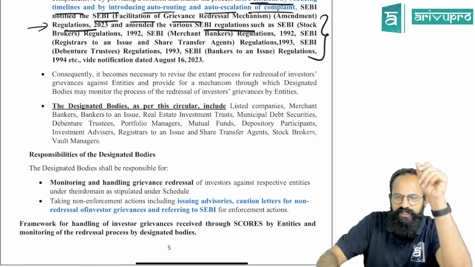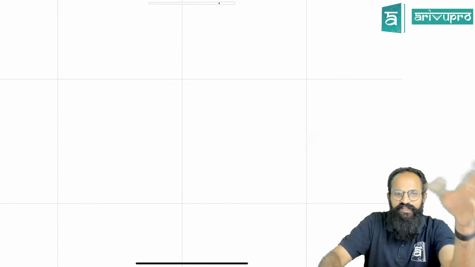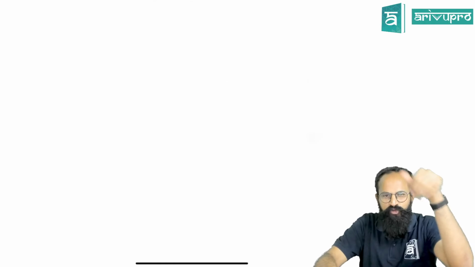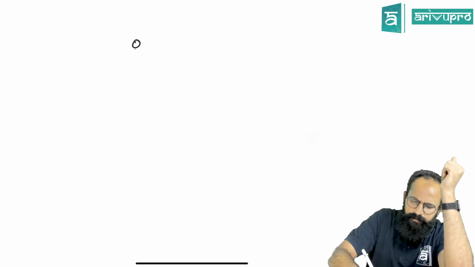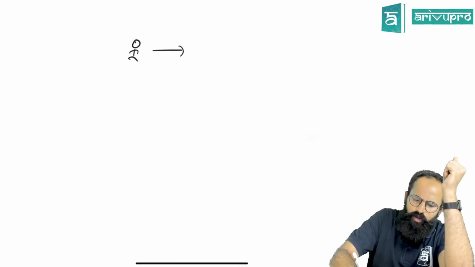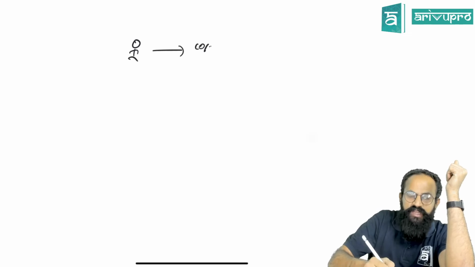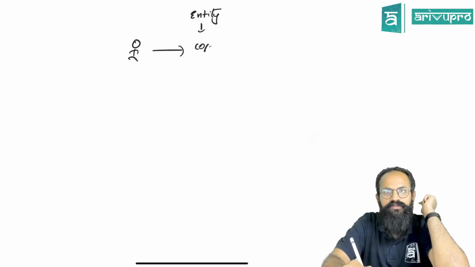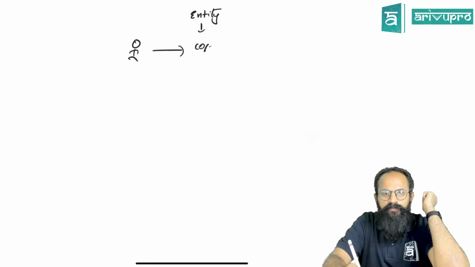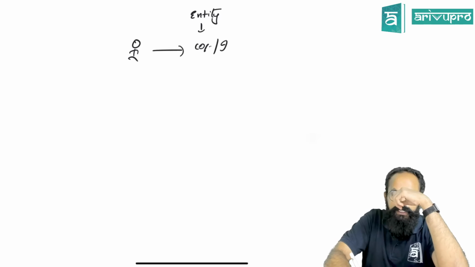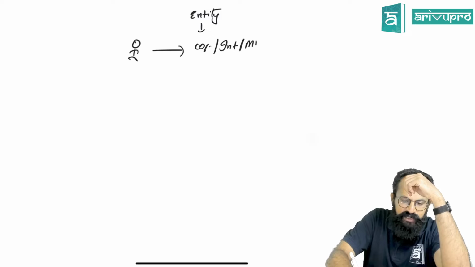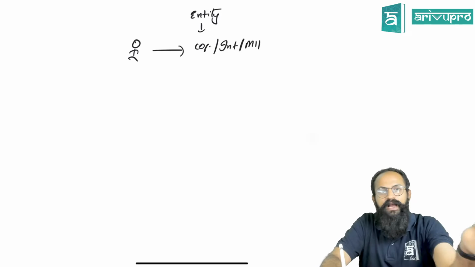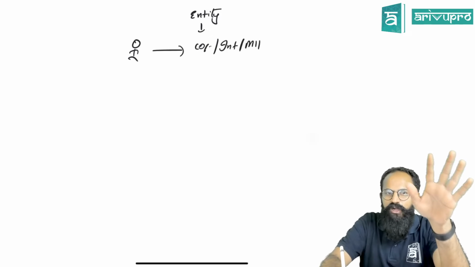Now, how have they introduced this? Imagine, I'll first tell you how the process works and then we'll go through this particular thing. Imagine there is an investor, and I have a problem against a company. I know for a fact that this company will be called an entity in this amendment regulations. It can be a company, an intermediary, or a market infrastructure institution. I have a complaint against them. Now what will I do?